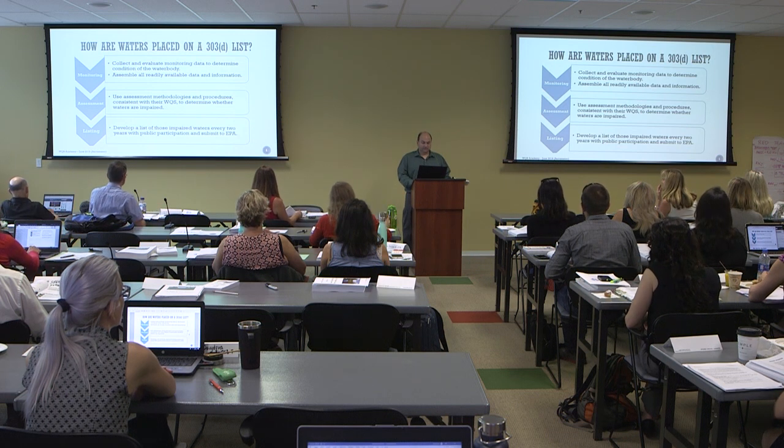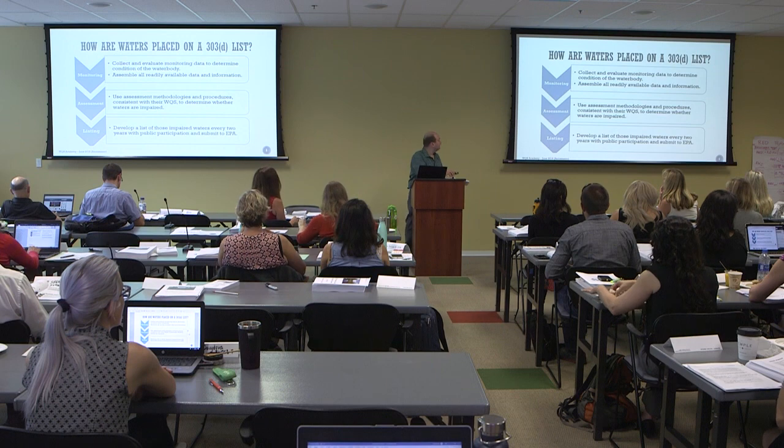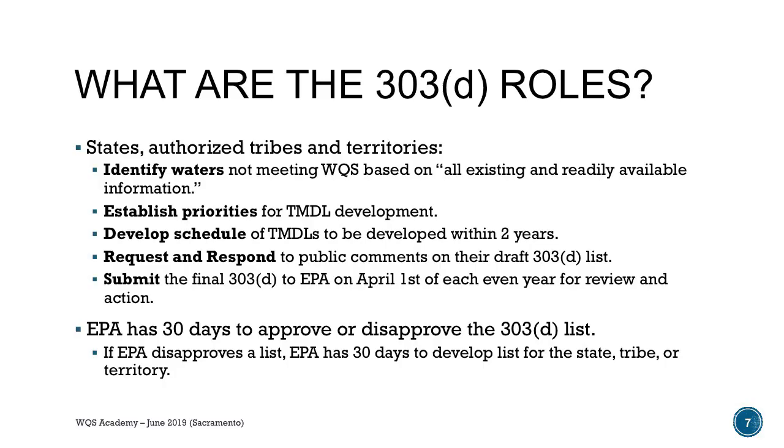Okay, so the 303D roles. Basically for states and territories and authorized tribes, so we don't have any tribes authorized for the 303D program yet, but there is a rulemaking that basically says tribes can apply for 303D authority, treatment in state, for the 303D program. A number of them have it for water quality standards. That's 303C. So this is 303D. But anyway, with that said, what are the roles?